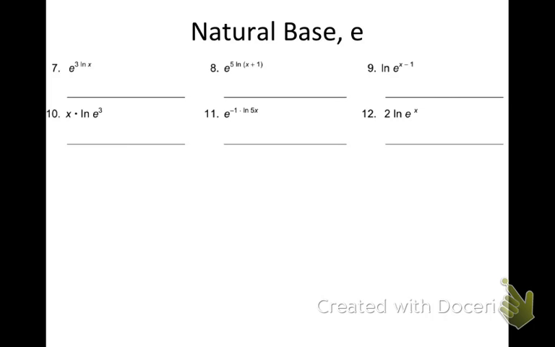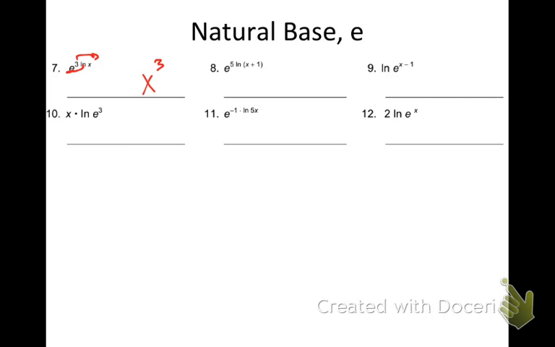Try these 6 on your own. Take a couple seconds. Try them out. All right, so let's look at number 7. What's the answer to number 7, Phil? That'd be correct. You would take your 3 back up there, and then that'd cancel off and you get x cubed.